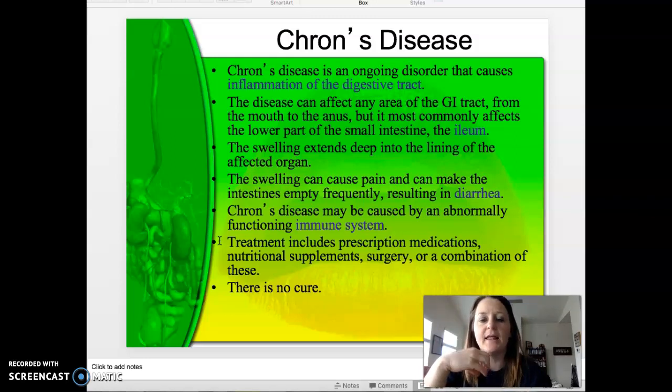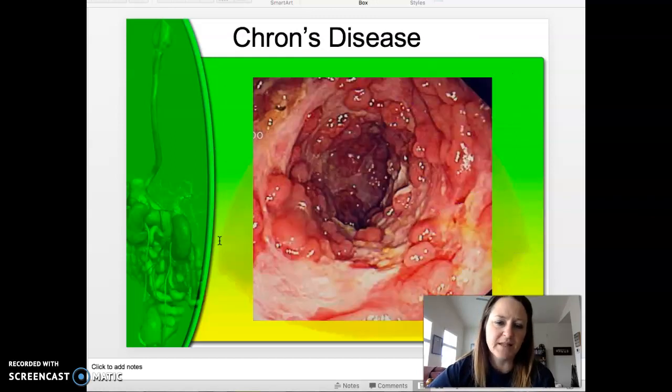So what happens is an inflammation, so it's going to swell up, and the swelling is going to cause pain, and then it's going to make the intestines empty frequently. So this person is going to have diarrhea, and they're going to need to use the bathroom a lot. Usually they can take some medications and help with the symptoms, but like I said, there's no cure for this. This is what it looks like. You can see it's kind of inflamed, and it's going to make everything pass through quickly.